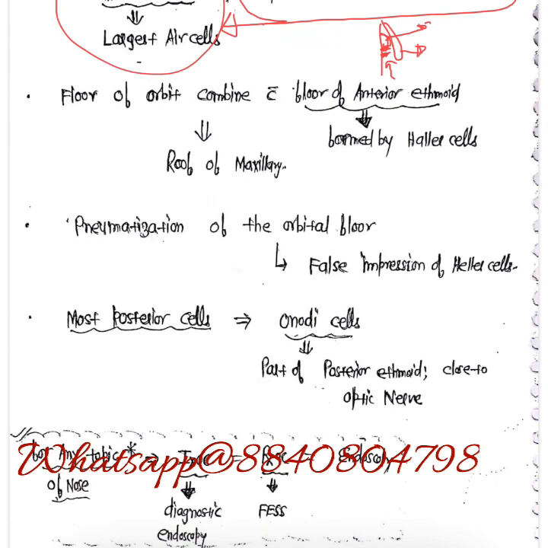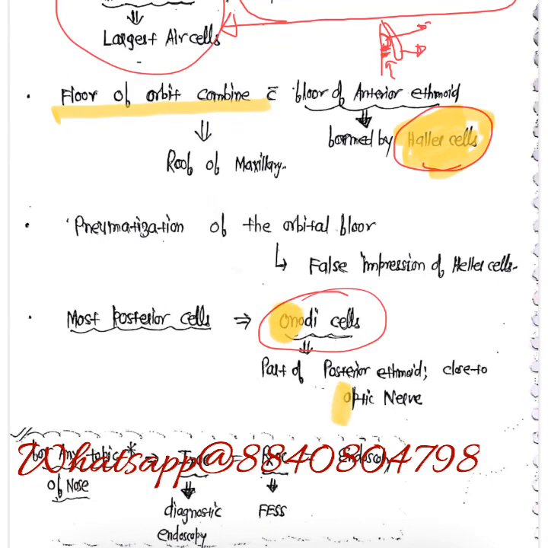Okay, now what is this Haller cell and the Onodi cell? These are two cells which are very frequently asked. Now the Haller cell is a cell which is related to the floor of the orbit, and the Onodi cell is a cell which is related to the optic nerve. So easy to remember, O for O. Many times you know the concept but you forget in the exam. So what is the way?